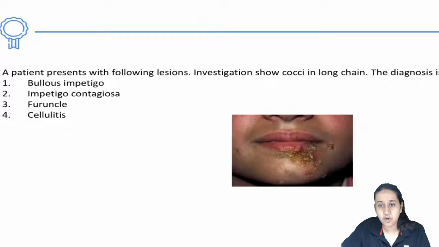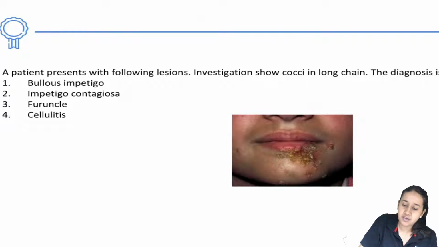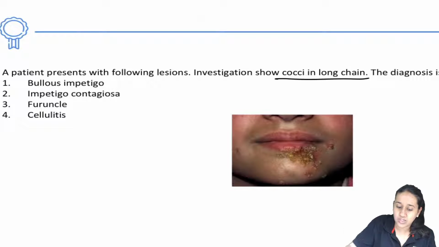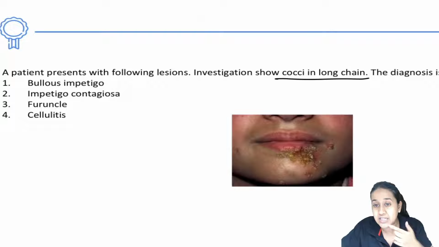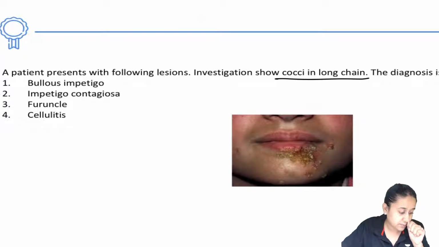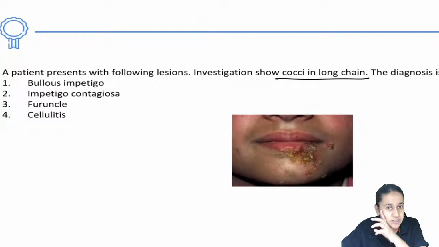A patient with following lesions. Investigation shows cocci in long chain. Can you tell me, if they have given only this thing, what can be the organism? Can you tell me in which organism you see cocci in the long chain? Very nice. It is the streptococcus infection. So patient presenting with following lesion, you can see that there is honey colored or yellow colored crust which is present.